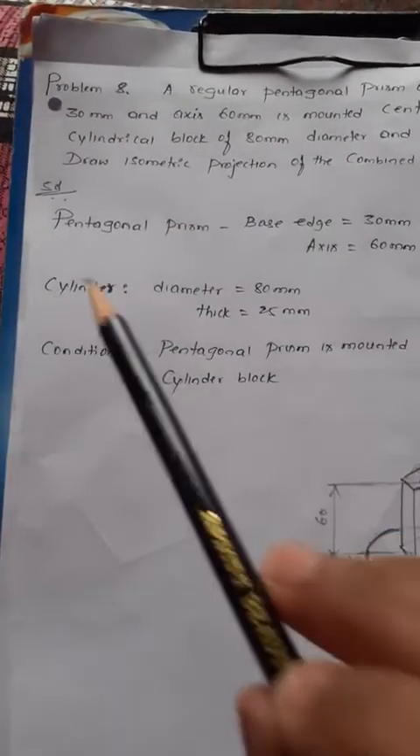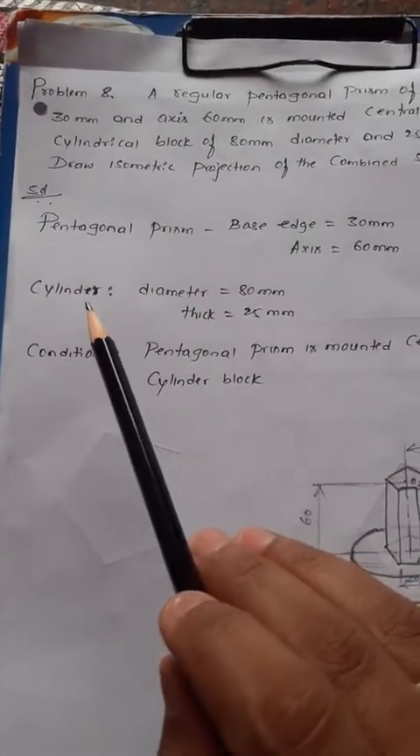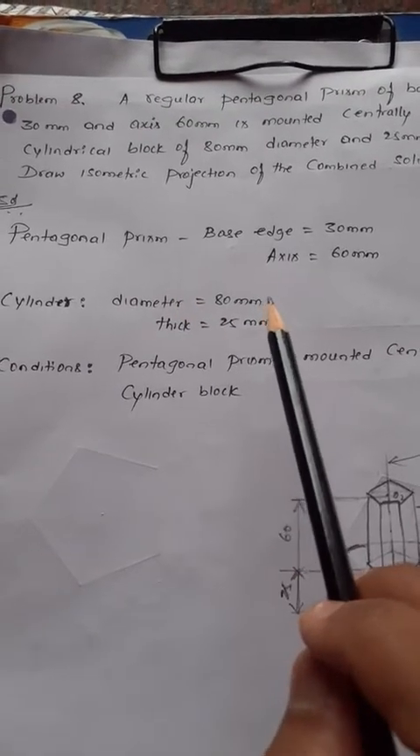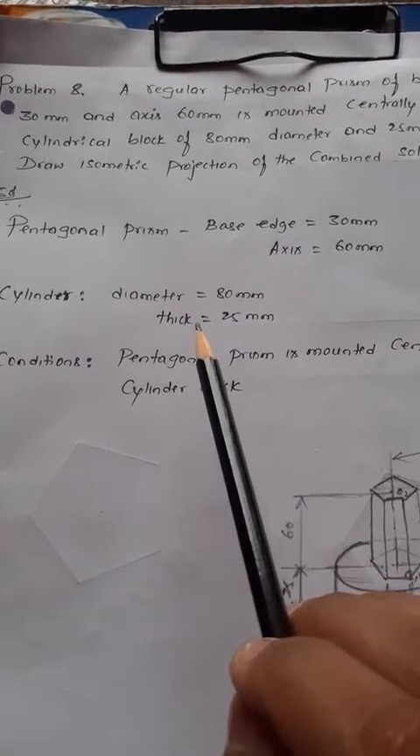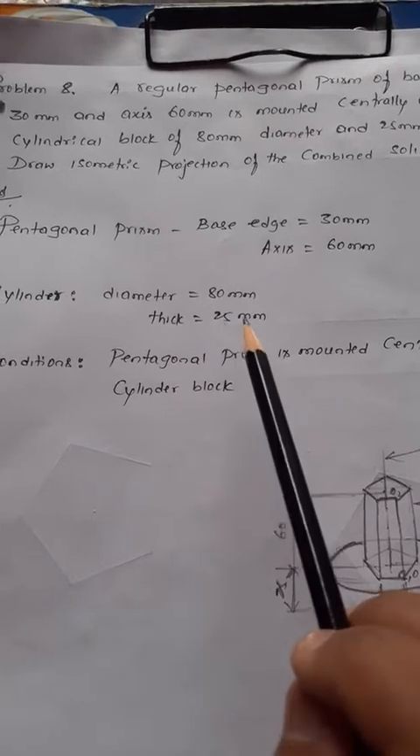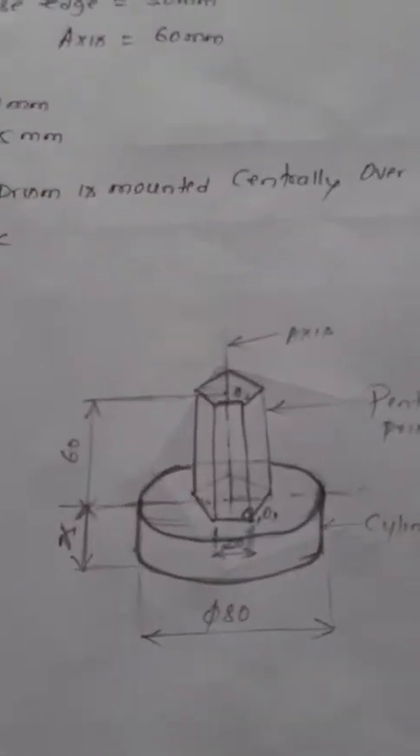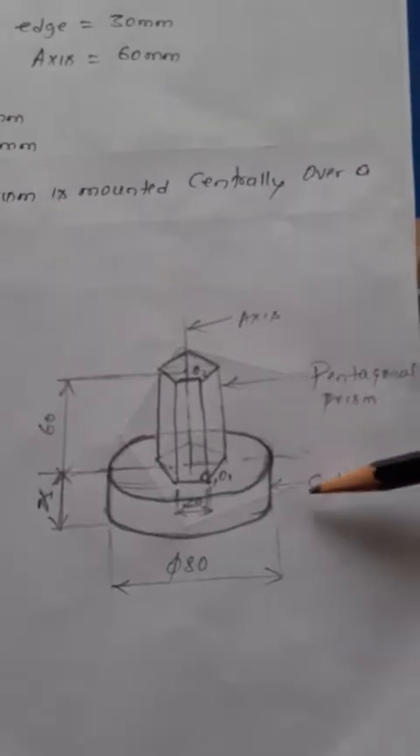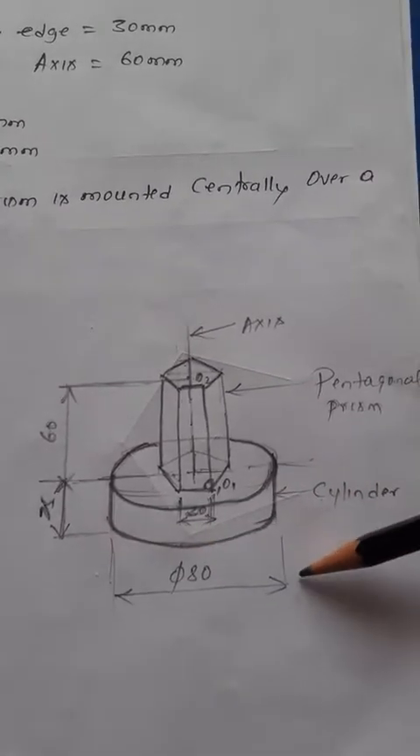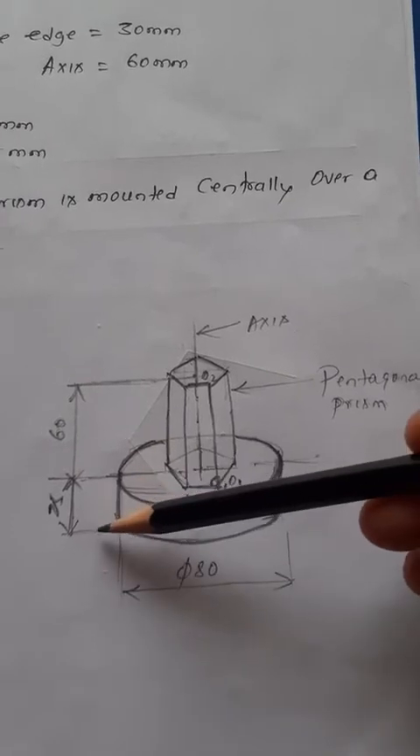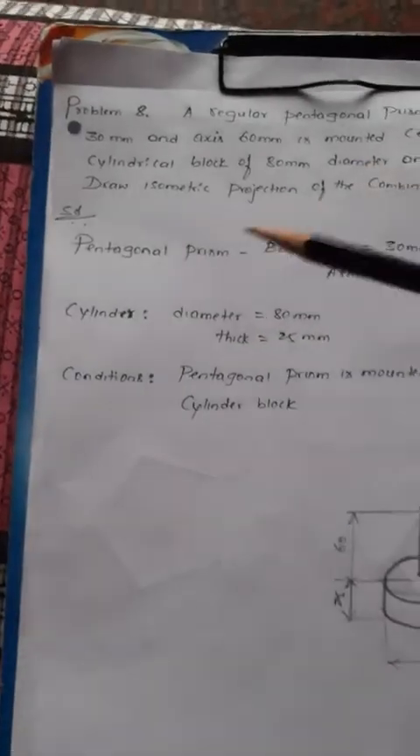Next, another solid is a cylindrical block. A cylinder of diameter 80 mm, and thickness or height is 25 mm. Now this is a cylinder, right? Of diameter 80 mm, and thickness or height is 25 mm. Now what are the conditions?